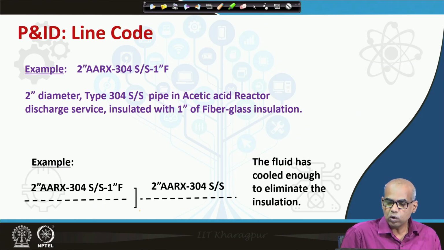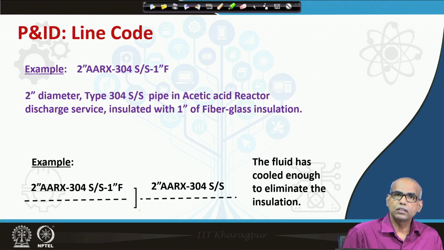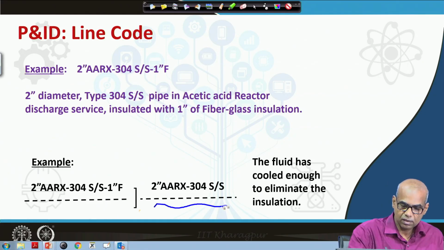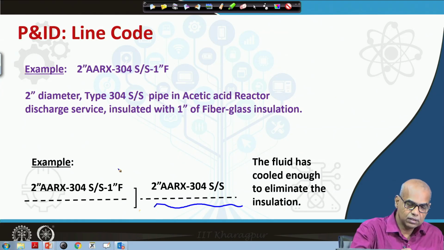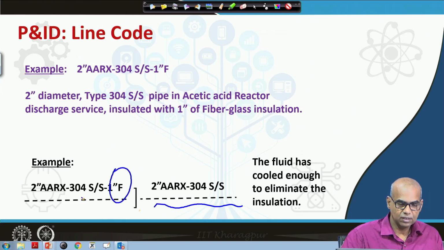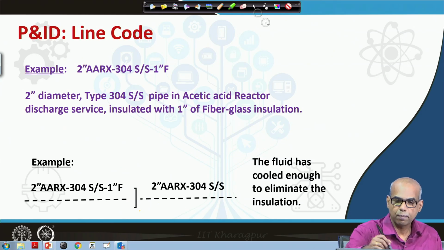If the fluid has cooled enough to eliminate the insulation as it flows, then beyond the point when it has cooled enough to eliminate the insulation, it will be indicated as follows. The difference is that we have now dropped 1-inch F because insulation is no more required.